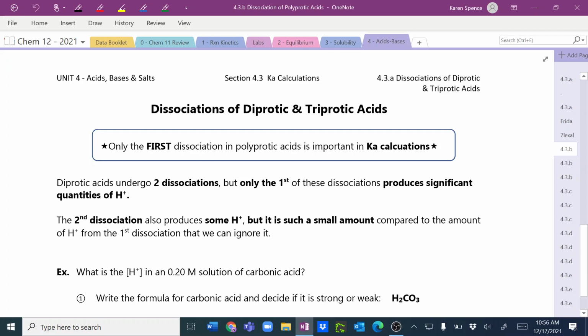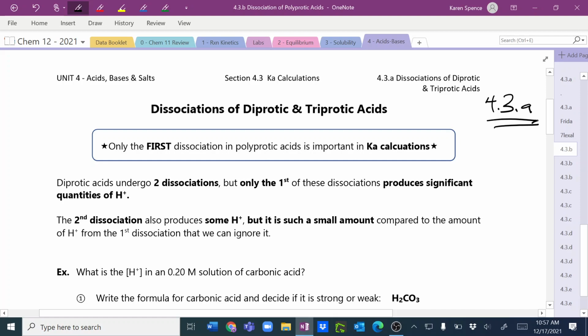So, dissociations of, are we good? Okay. Dissociations of diprotic and triprotic acids. This is 4.3a, which you should just have picked up from the side counter just now.